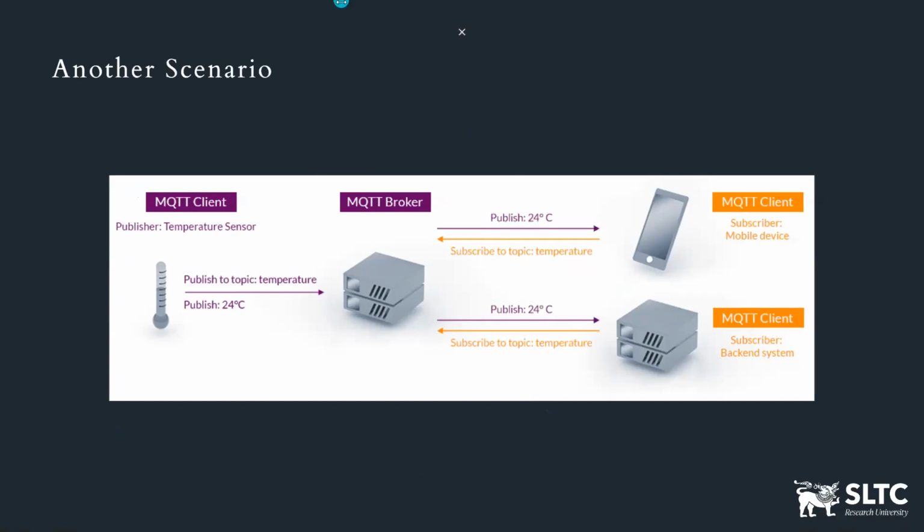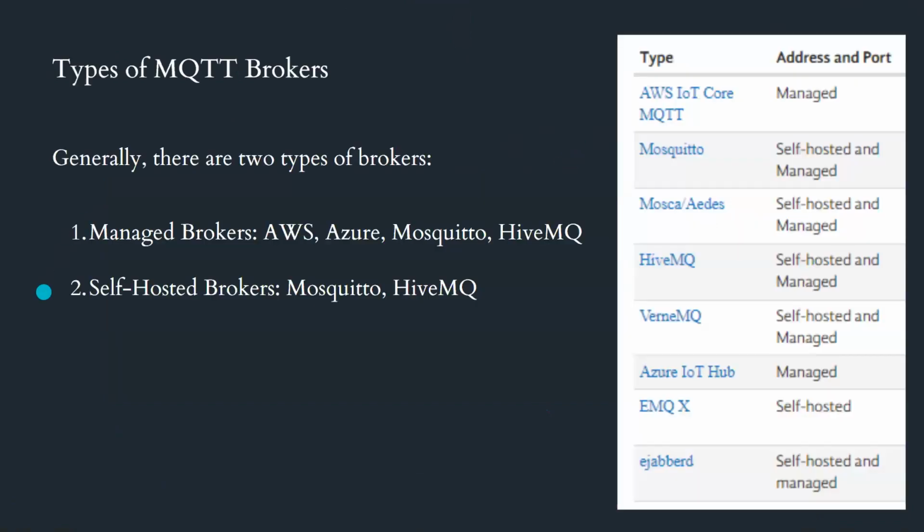You need to go to the Mosquito MQTT website, and from there you can download the installation setup, from which you can install the software. After installing the software, you can actually access the server.